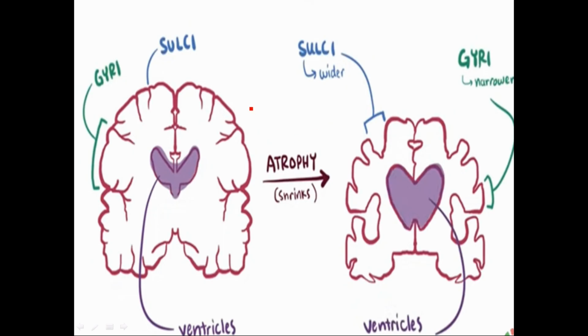So here is the difference between a normal brain and an Alzheimer's brain. The normal brain is larger in size, whereas the Alzheimer's brain is smaller. Its ventricles are large and have a great amount of cerebrospinal fluid inside. Now, why is the Alzheimer's brain small? We already know the answer.